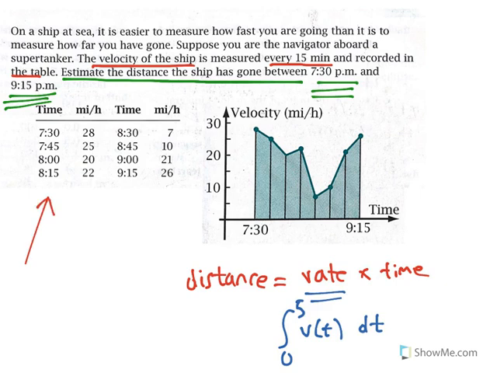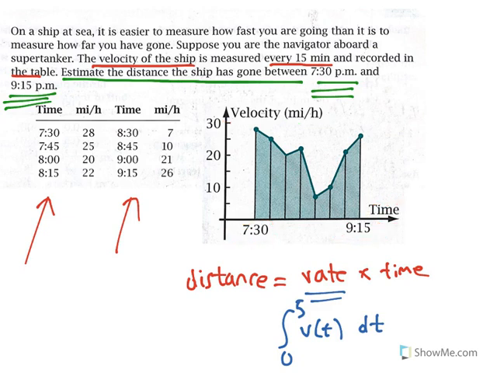What we will do is take the data from our table and plot it so that the horizontal axis will represent time, just like we had in the airplane problem. We will go from 7:30 to 9:15. And the vertical axis will represent the velocity of the supertanker, just like we had in the airplane problem. And the velocity here will be in miles per hour, going from 0 miles per hour all the way to 30 miles per hour. So we'll look at how we plot the data points.